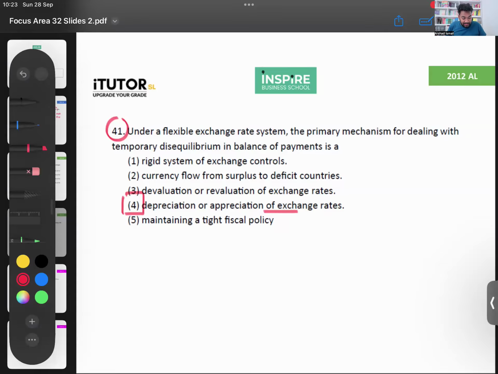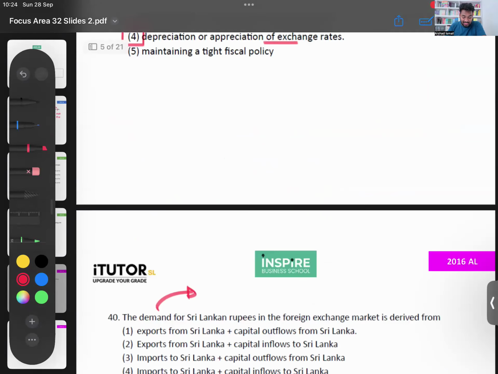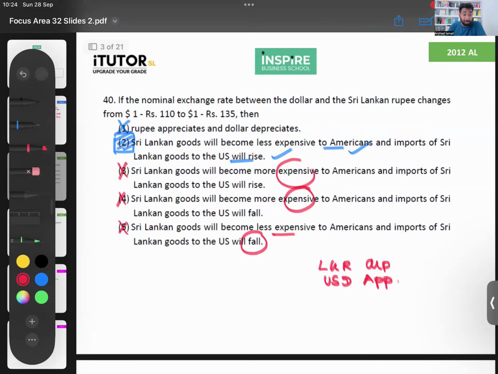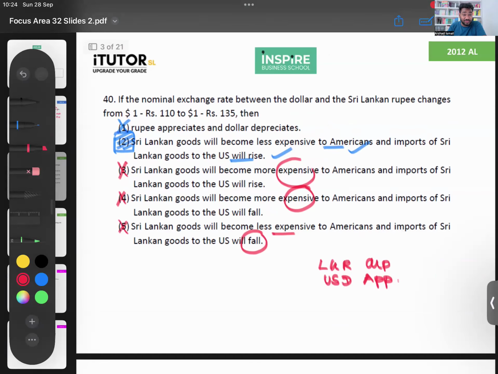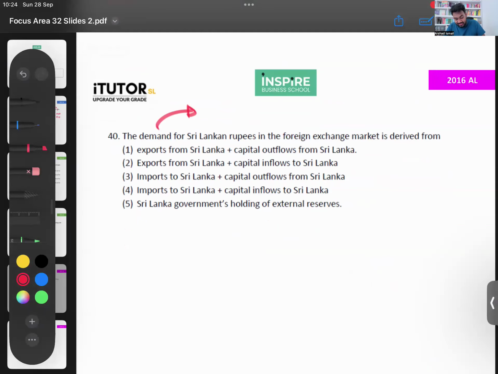Okay. Then 2060. The demand for Sri Lankan rupees in the foreign exchange market is derived from. When will there be a demand for Sri Lankan rupees? When Sri Lanka gets money or when Sri Lanka pays money? When is there a demand? The demand for the Sri Lankan rupee will come if Sri Lanka is getting money. So that is when Sri Lanka gets money.